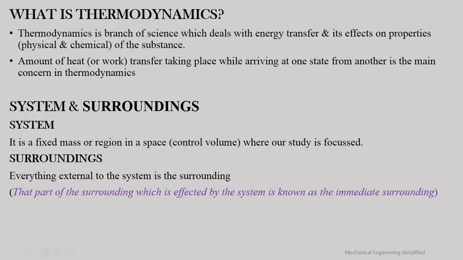Okay, then we have two important terms known as system and surroundings. What is a system? It is a fixed mass or region in a space, that is control volume, where our study is focused. Basically, it is that part of the universe where our study is focused. Then we have another term known as surrounding. Everything external to the system is known as surrounding. And that part of the surrounding which is affected by the system is known as immediate surrounding. Okay, I hope this is clear.